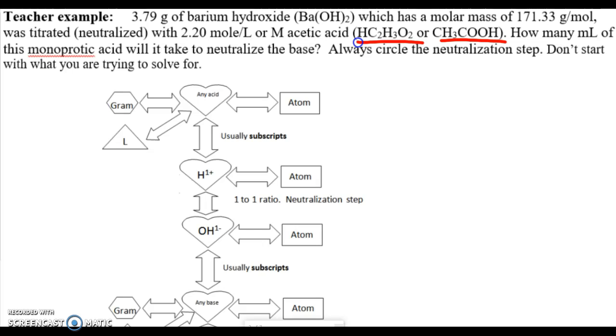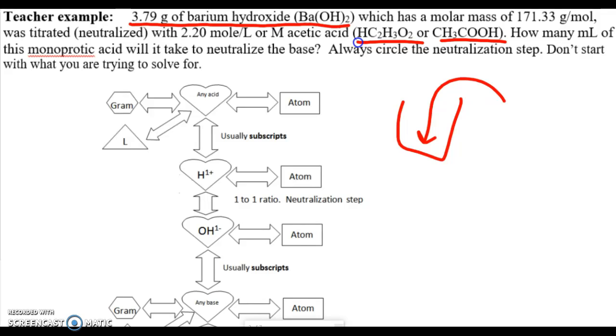Circle the neutralization step and don't start with what you're trying to solve for. So I'm trying to find out how many milliliters of acid I need, and that's not what I'm going to start with. So I'm going to start with my grams of barium hydroxide. So what did they do here? They took a beaker, they threw some powder into it, the barium hydroxide powder. They grabbed a burette, and they started putting some acetic acid inside of it until we reached neutralization.